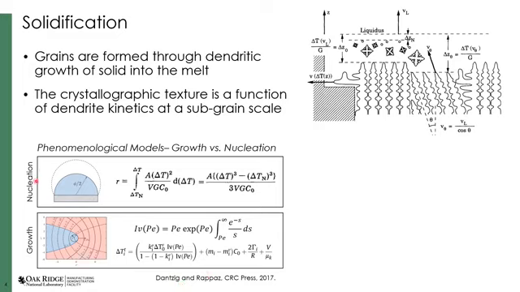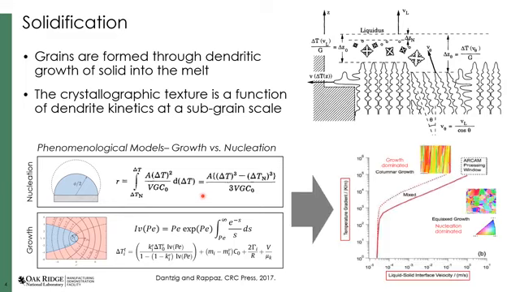And essentially, we can write down rules for the nucleation of new grains as well as the growth of existing dendrites. And by pitting these things against each other, we can create a process map that tells us where we're likely to get different types of microstructures. So when our thermal gradient is very high and our solid liquid interface velocity is low, we're more likely to get columnar dendrites. Whereas if our interface velocity is high and the gradient is low, then we're more likely to get equiaxed grains.